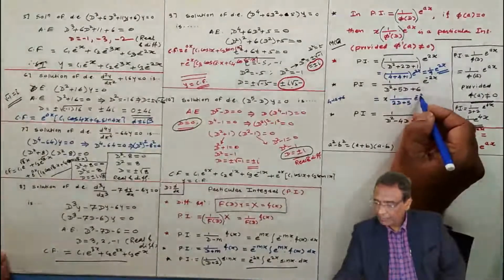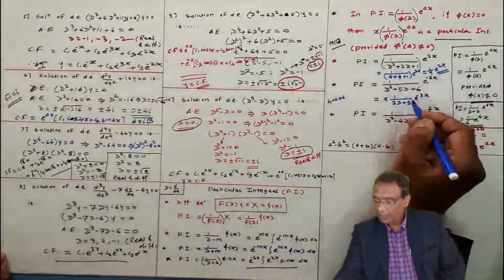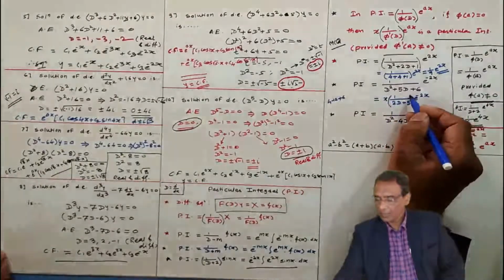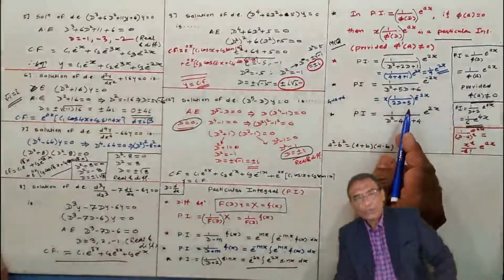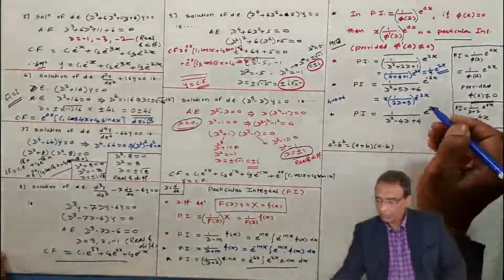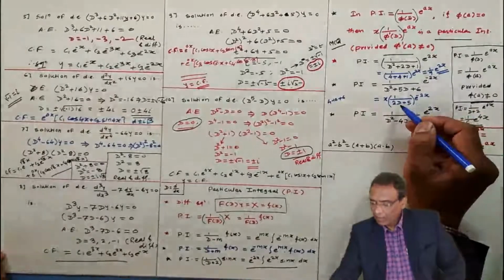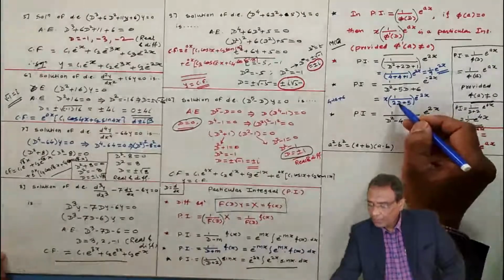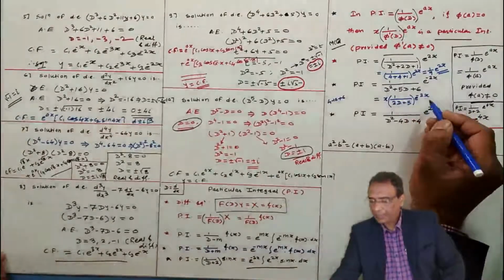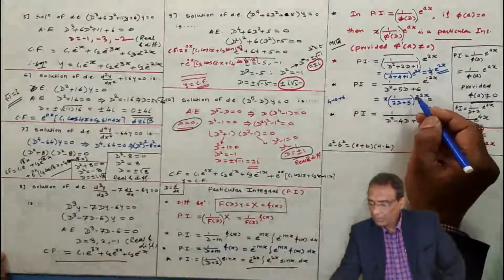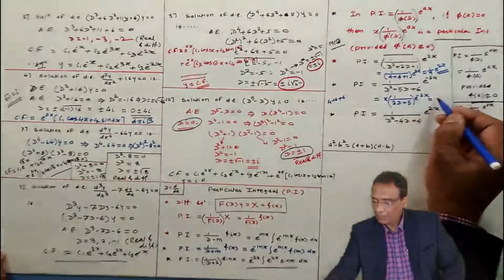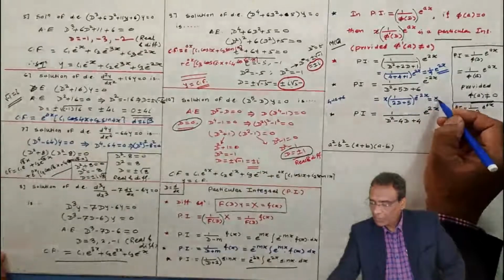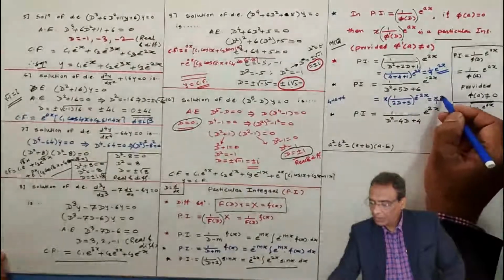Okay. Then further, this operator can be operated on this one. So this type of situation will come later on when we solve the problem. And how is the operator operated? Put D equal to minus 2. If you put D equal to minus 2, 2 into minus 2 is minus 4. Minus 4 plus 5 is 1. Means x by 1 e to the power minus 2x.